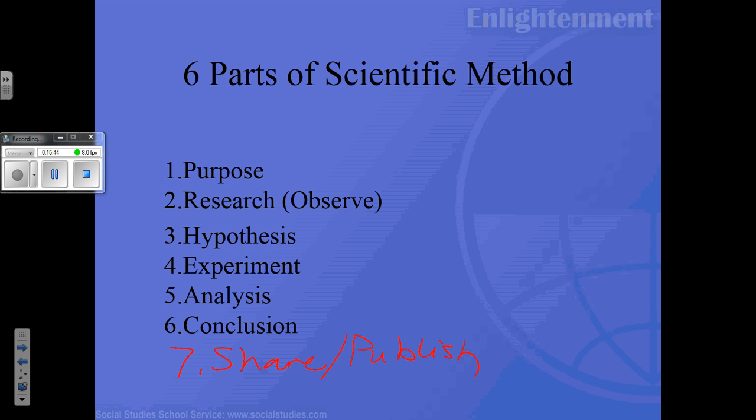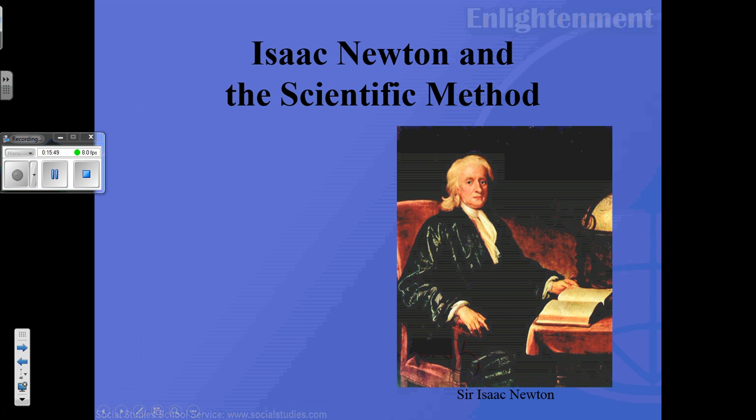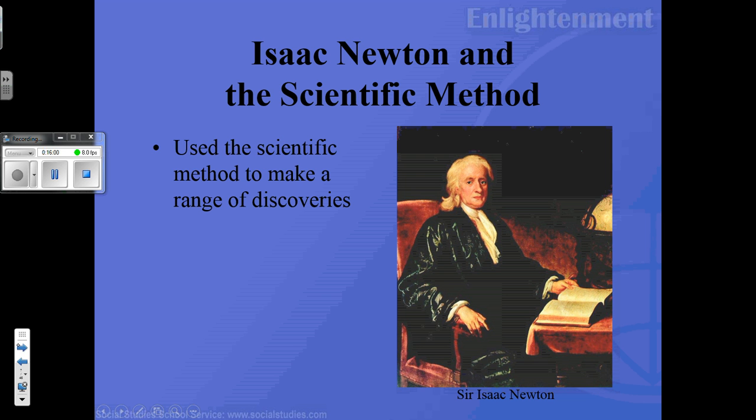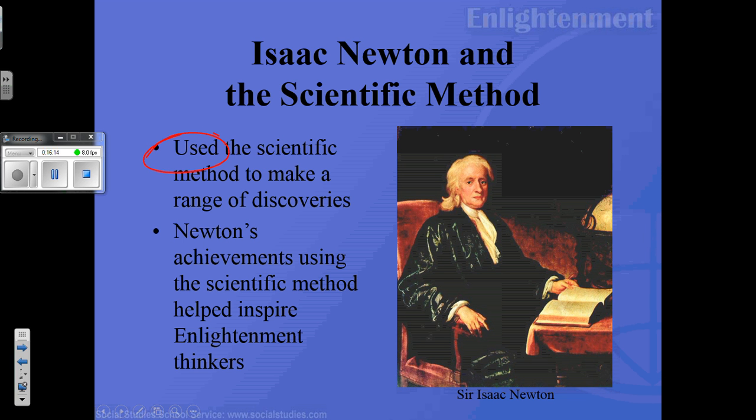Bacon? Yeah. Here's the problem. Look at this. Isaac Newton and the scientific method. They are both known for the scientific method. So the question is, what's the difference between Bacon and Newton? Newton is known for using the scientific method and making it famous. That's the difference. So while you have your booklet out, you might want to write that in there. Newton is known for using the scientific method and making it famous.